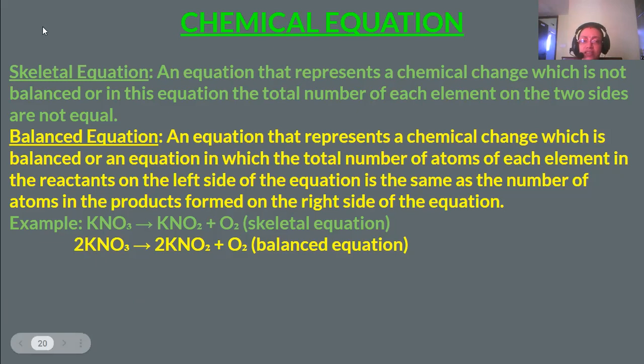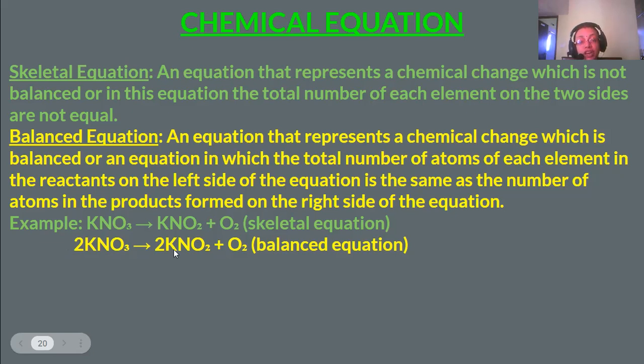The next step of this example: we balance it like this, 2KNO3, and then 2KNO2 plus O2. Why did this happen? We made it by multiplying this whole reactant side by 2. Then we see the potassium, that is K, becomes 2, N becomes 2, and O becomes 6. 3 into 2, that's 6.